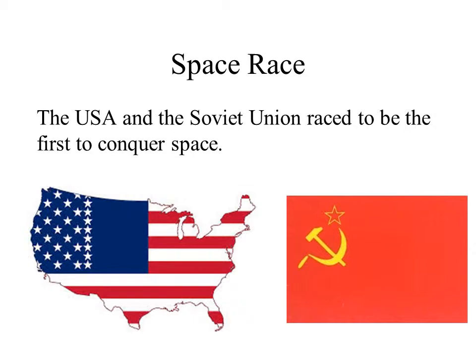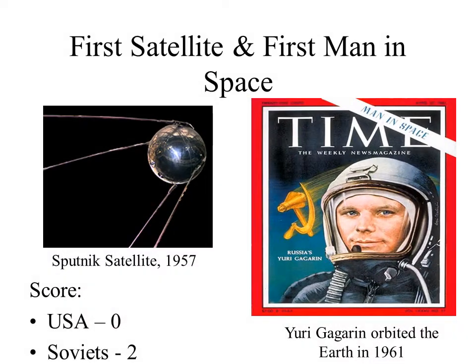Another element of the Cold War was the space race, and it was who was going to conquer space first. The first satellite and the first man in space were the Soviet Union. In 1957, they launched the Sputnik satellite, and in 1961, Yuri Gagarin orbited the Earth. What you have to keep in mind with this is that despite all of these advances by the Russians, the Americans had not been working too hard on this actual project. In Kennedy's inaugural speech in 1961, he promised to put a man on the moon by the end of the decade. And this seemed almost impossible.